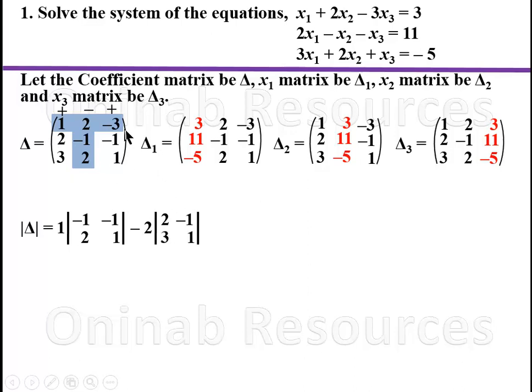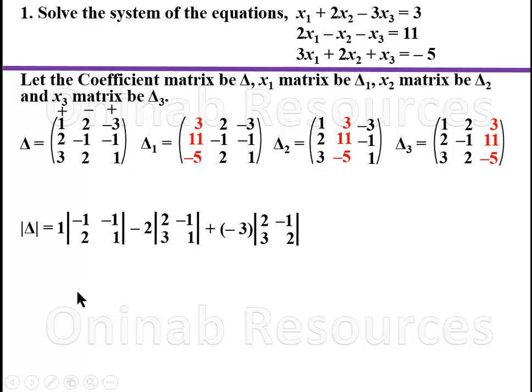And we go to the third column. The sign of the third column is positive, and the first element there is -3. So you have plus -3. Delete the column, delete the row. We're left with 2, -1, 3, and 2. So we are done with the first, second, and third columns. Evaluate the determinants of these 2 by 2 matrices.